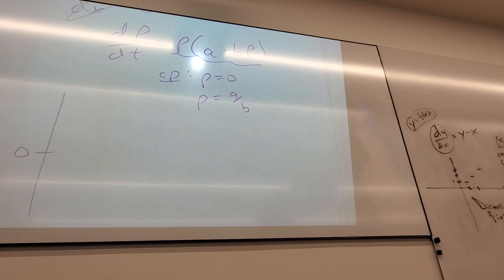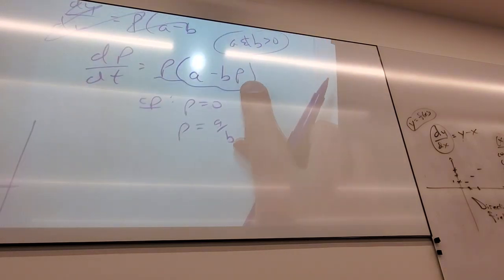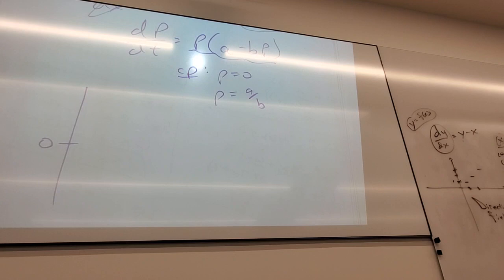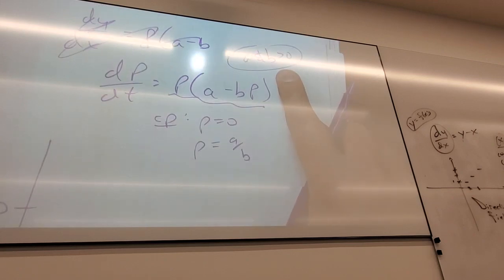Let's see, what can I tell you about A and B? Let's assume A and B are both greater than 0. That'll make this easier. Is that cool? Otherwise, there's a lot of uncertainty here. So assume A and B are both bigger than 0.